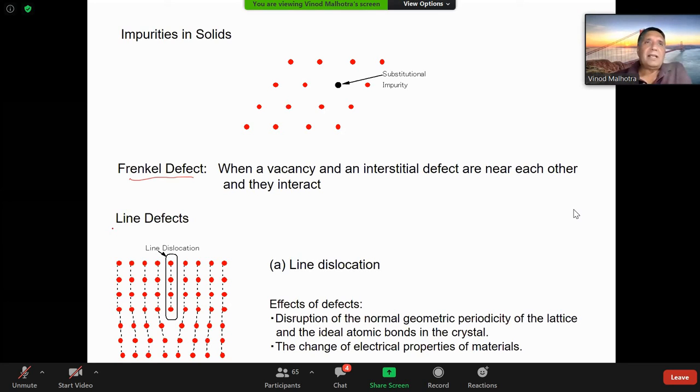Apart from point defects, there are things called line defects. Now, line defect, as the picture shows, you would have a lattice and it's perfectly fine up to this point. But then all of a sudden, the whole line of atoms is missing. And as a result, the bonds get stretched and there's dislocation here. So this is called a line dislocation. And what is this effect? Disruption of a normal geometric periodicity. And again, all of these have effect on electrical properties.